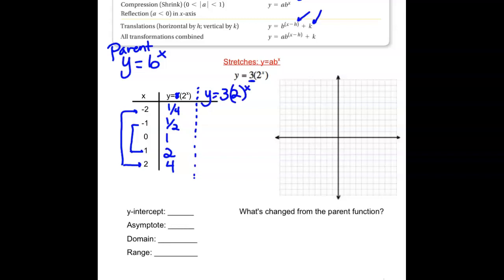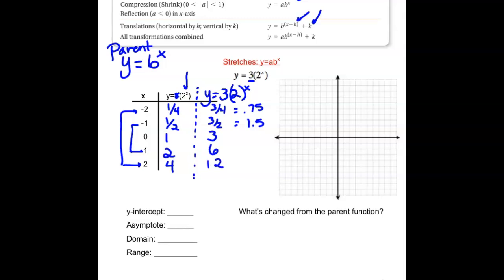So we're taking all of our y values that we found, our 2 to the x values, and we're multiplying them by 3. So our first one becomes 3/4, and then 3 times a half is 3/2, or 1.5. Again, if you want to think in terms of decimals, for graphing purposes, that's fine. The 1 gets multiplied by 3 to be a 3, 2 gets multiplied by 3 to be 6, and 4 gets multiplied by 3 to be a 12.